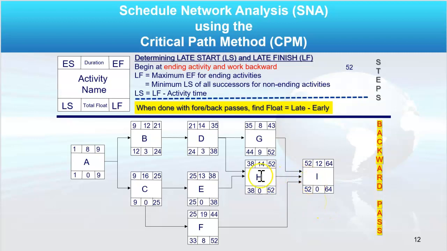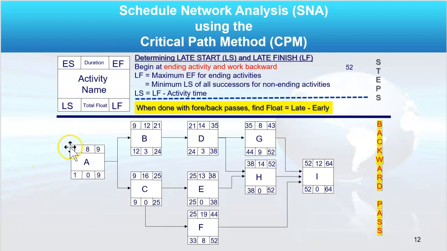But this is the opposite of convergence. It actually goes out to G, H, and F. So they must have a day 52. So the late start here becomes the late finish in each of these activities. Okay? And that would fill in the backward pass.